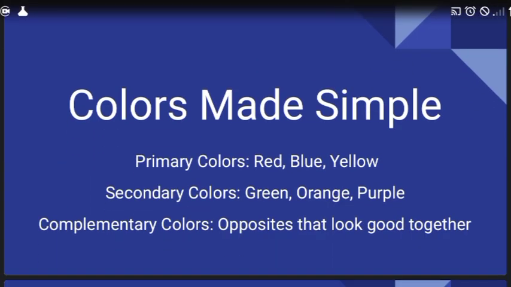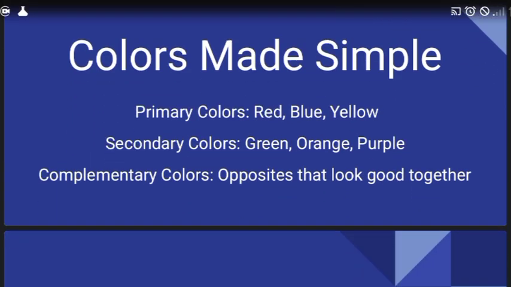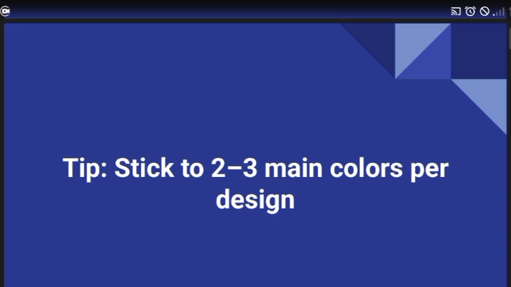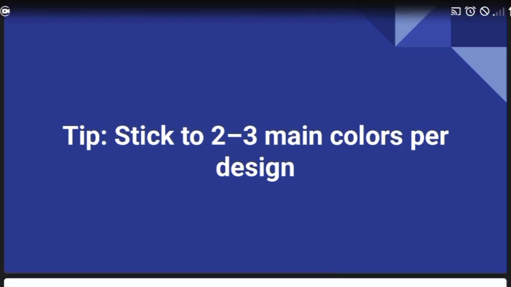And then let's go into colors. Colors made simple. We have primary colors, which include red, blue, and yellow. We have the secondary colors, which include green, orange, and purple. We also have the complementary colors, which are colors that are opposite to each other and look good together. Now let's remember the tip for graphic design: stick to 2 to 3 main colors per design. If you want to add more colors, just make it 3. Do not use more than 3 colors in one design.